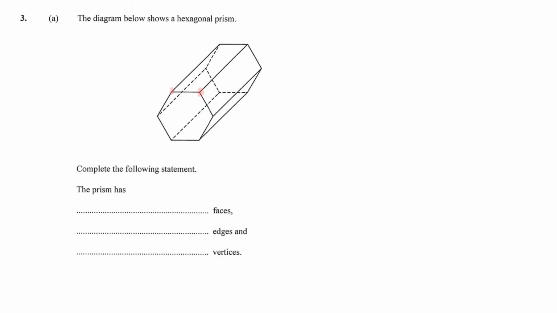We have 1, 2, 3, 4, 5, 6, 7, 8, 9, 10, 11, and 12. So we have 12 vertices. Next, we're going to count the number of edges. Edges are the lines connecting the vertices. So here we have 1, 2, 3, 4, 5, 6. The hexagon in the back gives me an additional 6 edges.